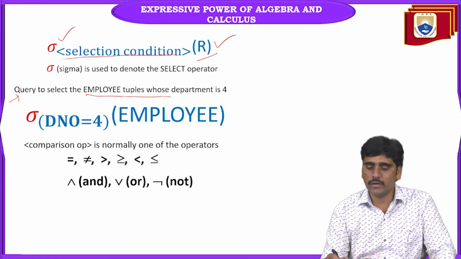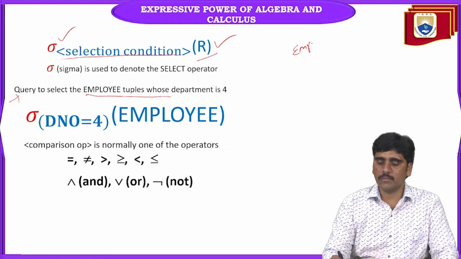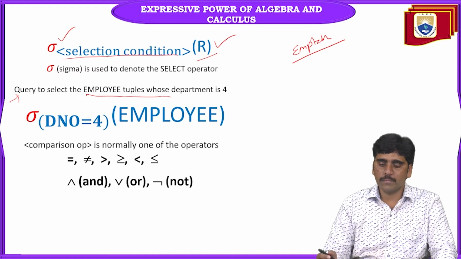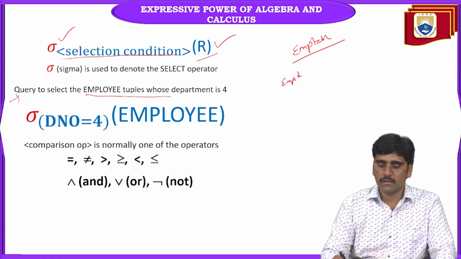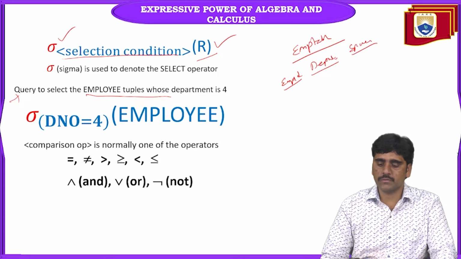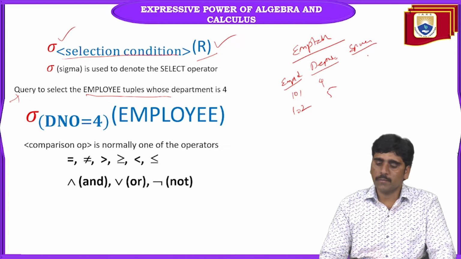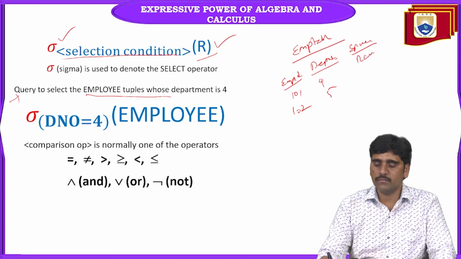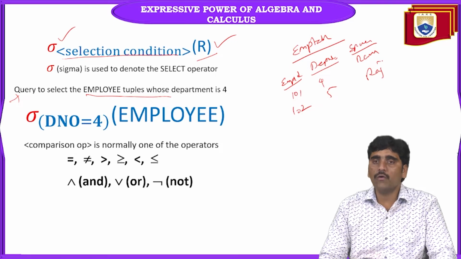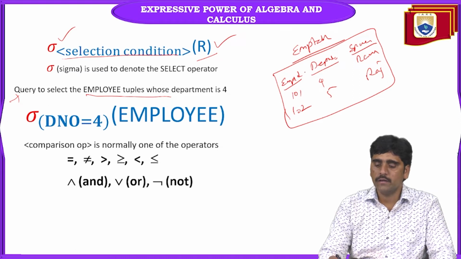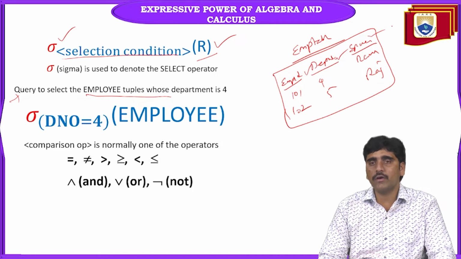So we can have an employee table, suppose this is an employee table. The employee table contains employee ID, department number, and employee name. Suppose the employee IDs are 101 and 102, the department numbers are 4 and 5, and the employee names are Ram and Raj. So from this table we have three attributes: employee ID, department number, and employee name.